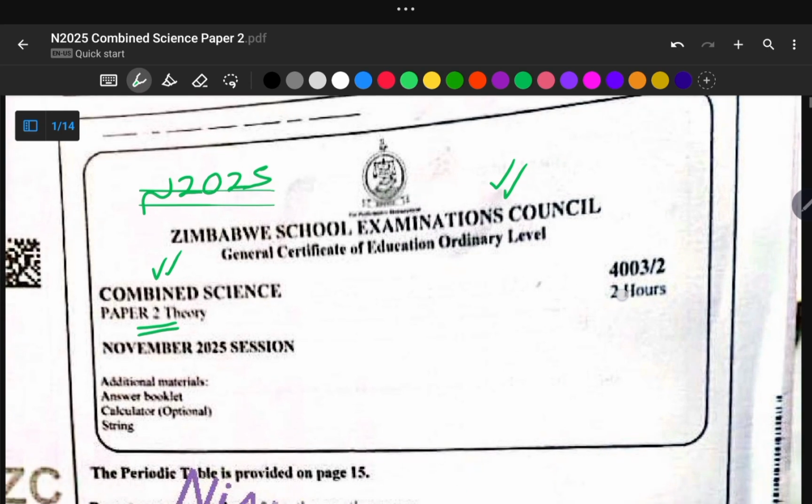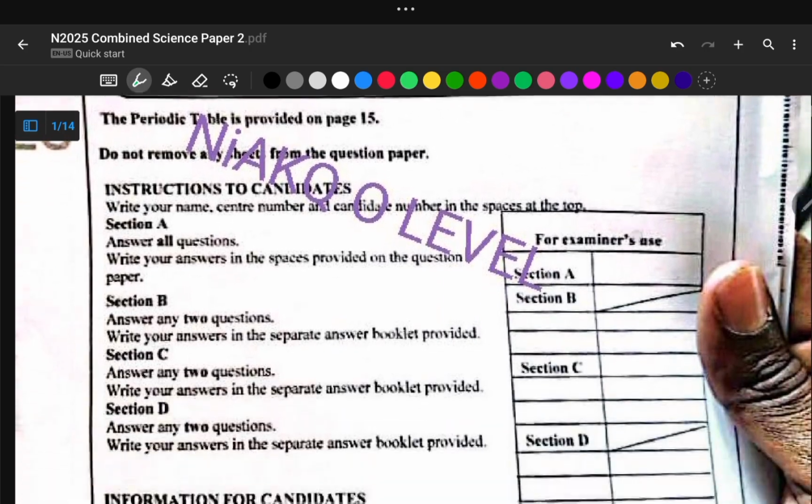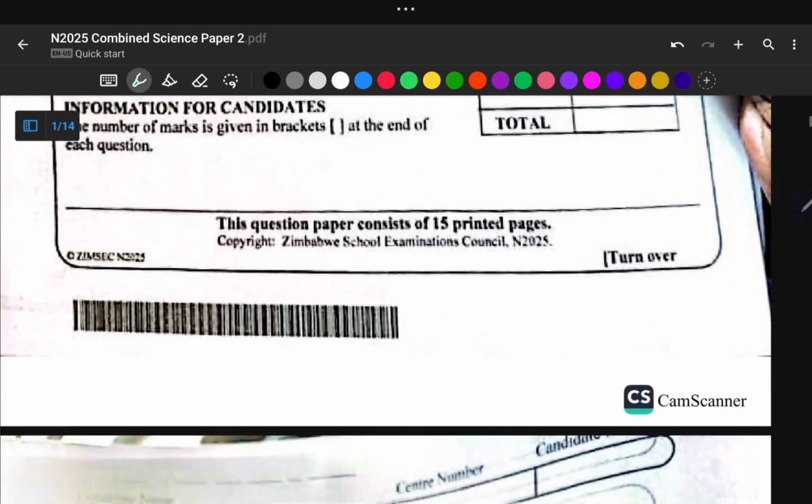Alright, November 2025. So this is the combined science paper, the paper 2, the theory paper, which was written this year from the ZIMSEC exam board. So we are going to revise this paper section by section in preparation for my end of years and those who are for the June examination, right?